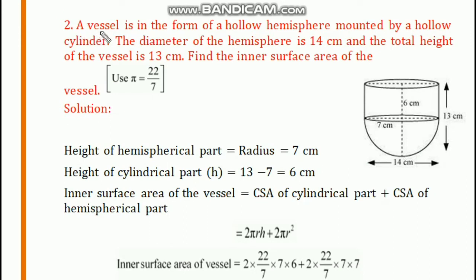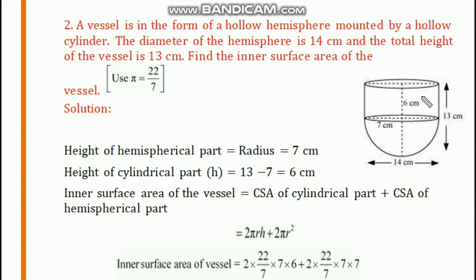Students, let's discuss exercise 13.1 second sum. A vessel in the form of a hollow hemisphere mounted by a hollow cylinder. The diameter of the hemisphere is 14 centimeter and the total height of the vessel is 13 centimeter. Find the inner surface area of the vessel. Actually, here we need to find the inner surface area of the vessel. So for this, first we need to find the surface area of the cylinder, then we need to find the curved surface area of the hemisphere.